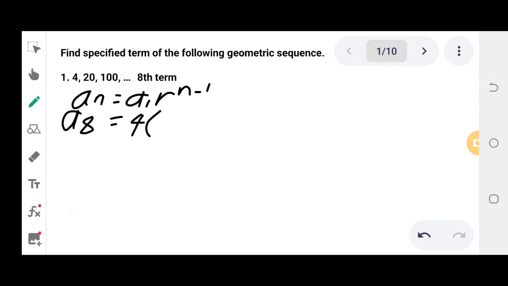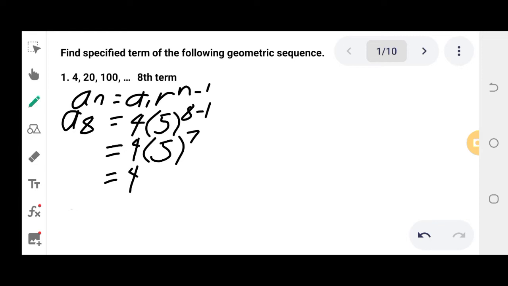Common ratio, we can find that by dividing any two consecutive terms with some mga given terms of sequence. So, for 20 divided by 4, we have 5. 100 divided by 20 is also 5. So, the common ratio is 5. Then, ang ating number of terms is 8 minus 1. Simplify po, 4 times 5 raised to 7. That is 4. Ang 5 raised to 7 po is equals sa 78,125.